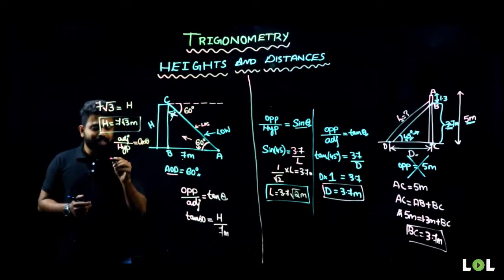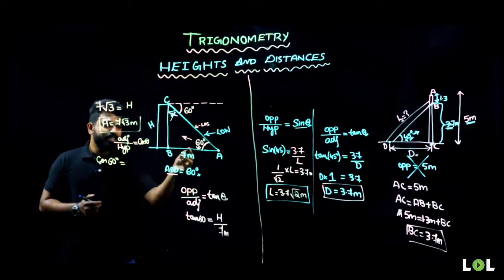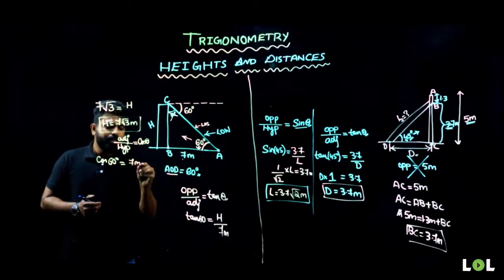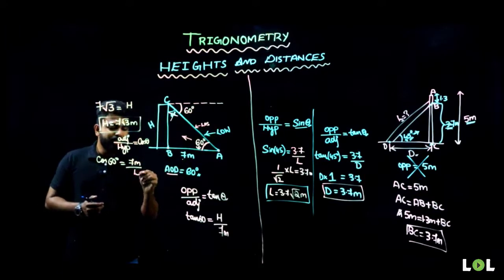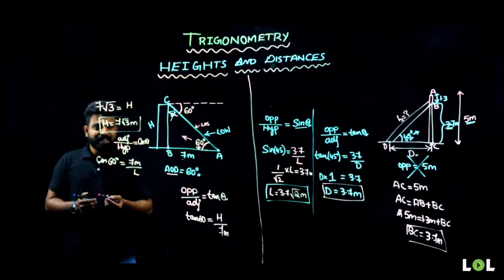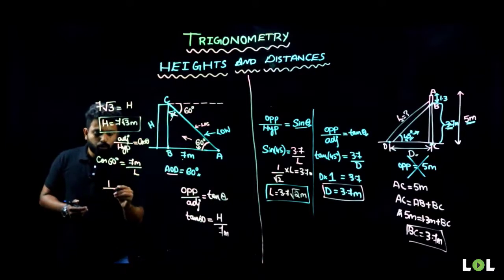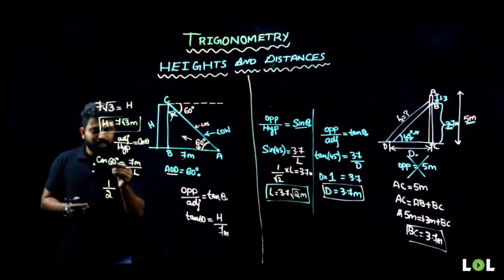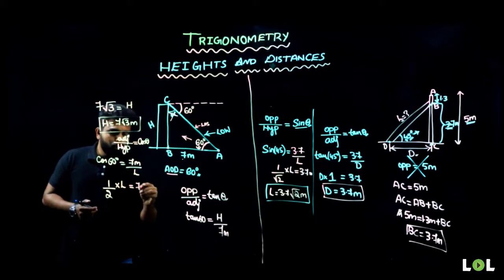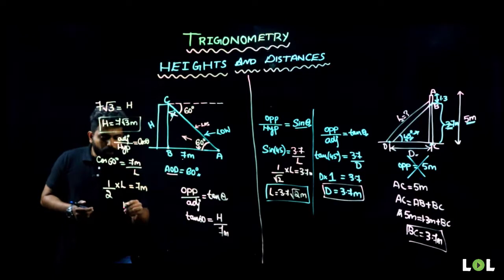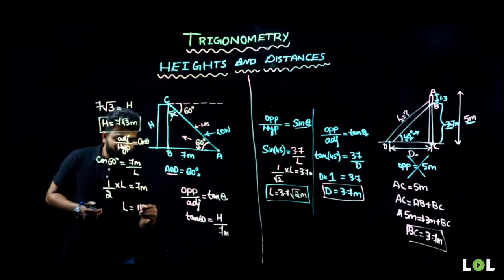We know that theta is 60 degrees. So cos of 60 degrees will be adjacent, that is 7 meters, divided by hypotenuse, that is the length of the wire. I'll consider it as L. What is cos 60 degrees? We all know cos 60 is 1/2. Now the length to the other side, what will happen? Multiplication into L, that will be equal to 7 meters. Now what is the length of the wire that is tied? Length will be equal to 7 into 2, that is 14 meters.